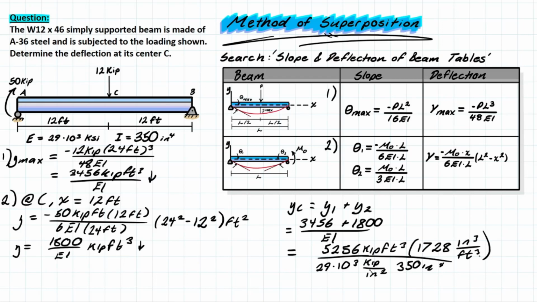What does that mean? So there's 1728 inch cubed for every foot cubed. So that converts, this cancels out. This is going to turn this into a 2, and then this is going to turn this into a 1, leaving us with a final number of 0.895 inch. And that is downwards. Boom.